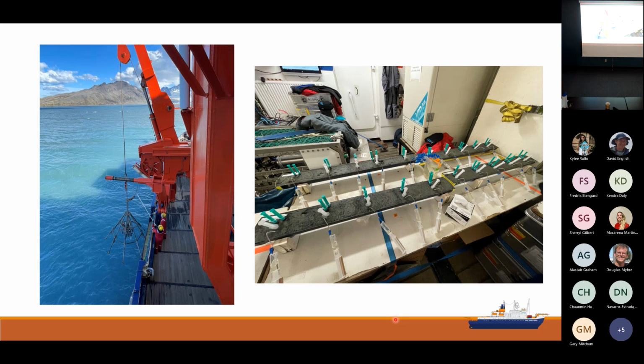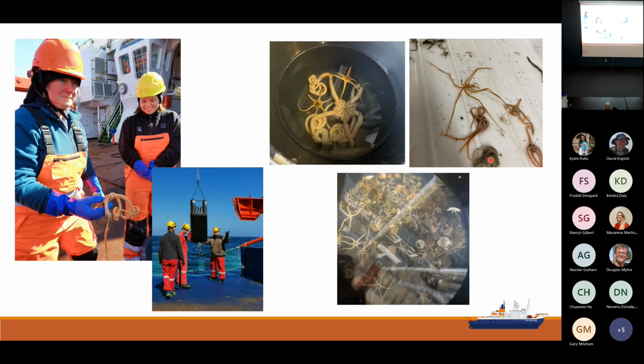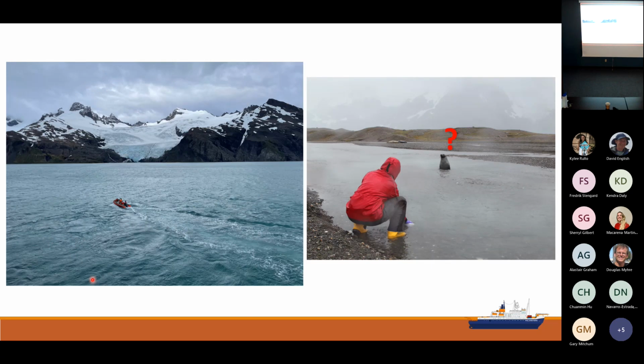Some other work that took place included sampling with the multi-core here on the left, which takes clusters of shorter cores at the sediment-water interface. The sediment geochemists were doing pore water sampling. The biologists were doing some really cool bottom trawling. They pulled up these amazing giant brittle stars and some other really cool stuff. There was even onshore sampling. They went onshore to get sediment, water, and organic material. And this brought on some really curious onlookers.